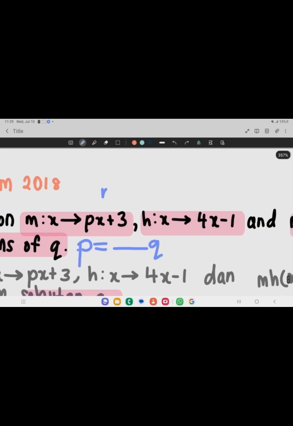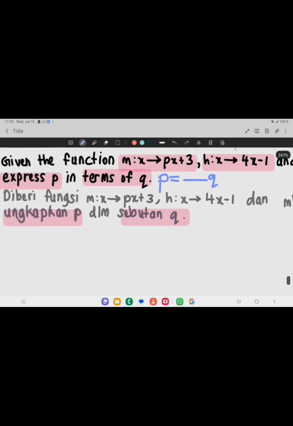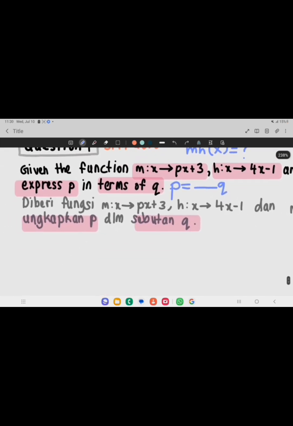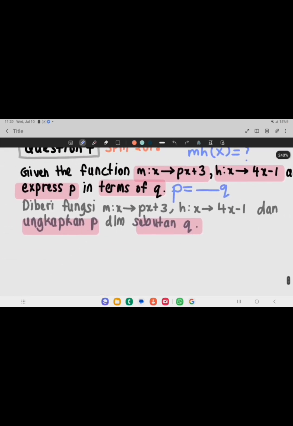Try to find the composite function mhx first by using the given m and h functions. That's the first step. Find your own mhx first, the composite function. So how to do it?